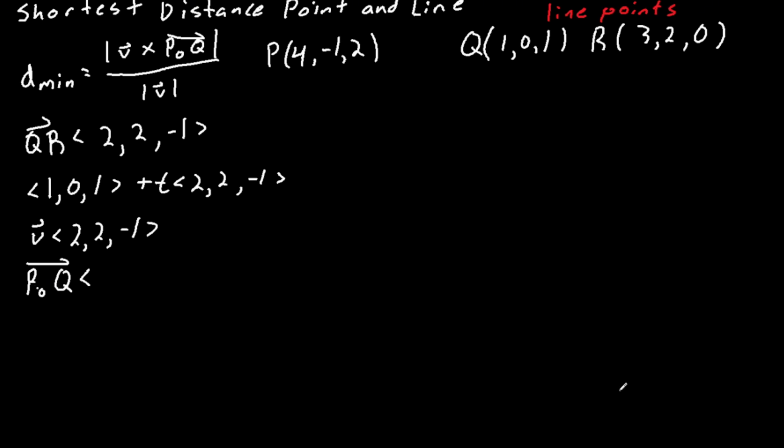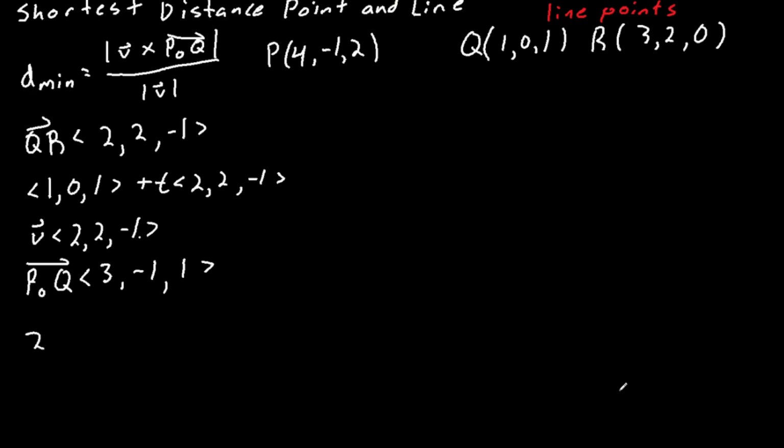So P null is 1, 0, 1, and we're trying to find the vector between 1, 0, 1 and 4, -1 and 2. So let's go ahead and do that. 3, -1, and 1. There you go. And then all we have to do is find the cross product of V and P null Q. So let's find the cross product here.